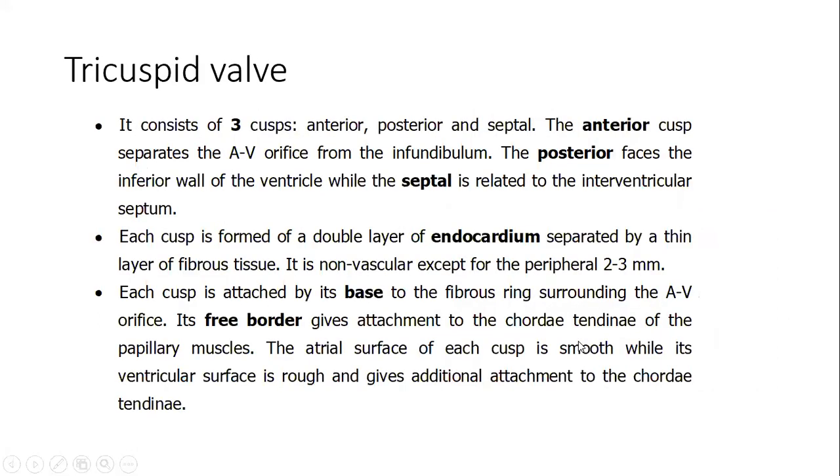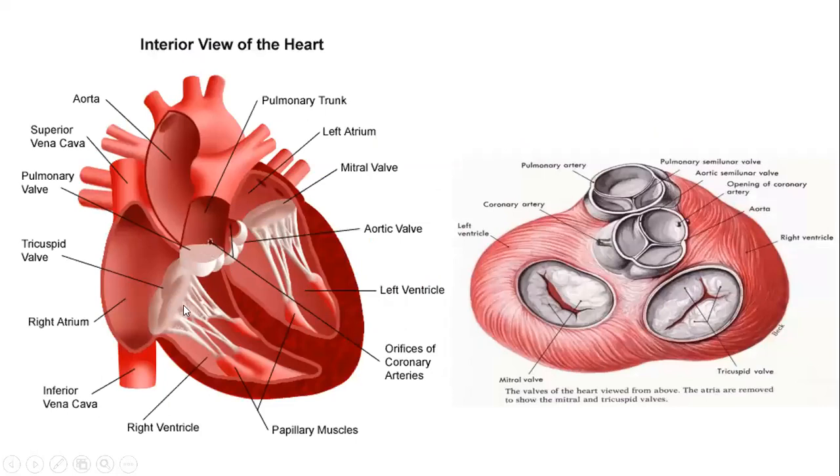Now we'll go to the tricuspid valve. The tricuspid valve is also called the right atrioventricular valve, because it is between the right atrium and the right ventricle. Why is it called tricuspid? Tri means three, because it has three cusps: anterior, posterior, as well as the septal cusp. If you see here, this is the picture showing you.